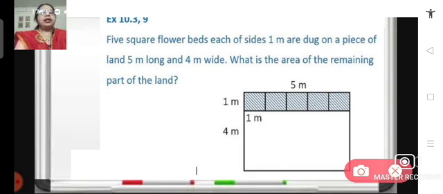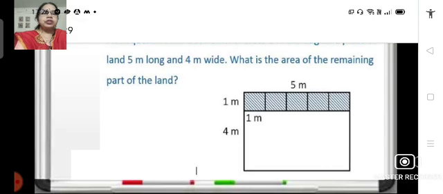So here we have a land which is rectangular. It is 5 meter in length and 4 meter in width. Now in this rectangular plot, we have 5 flower beds, 1, 2, 3, 4, 5 flower beds of square shape and of side 1 meter. Now we have to find out what is the area of the remaining part of the land, that means which is not occupied by the flower beds. Let's see how we solve this problem.